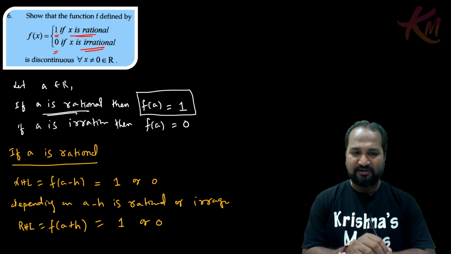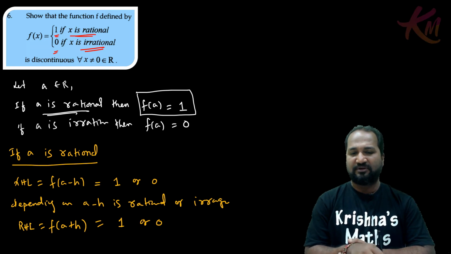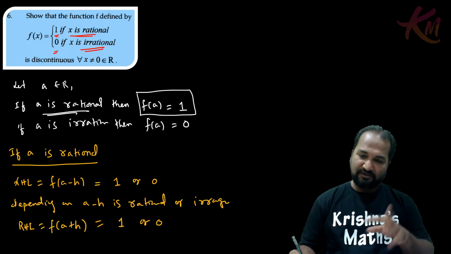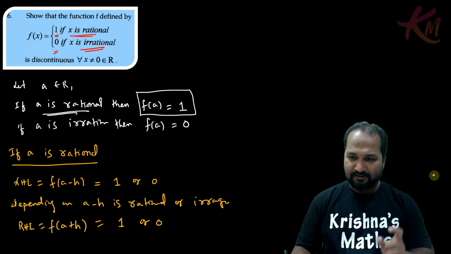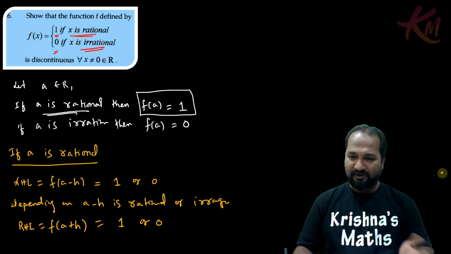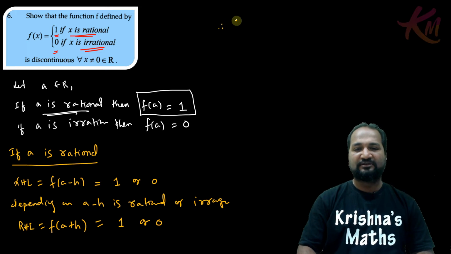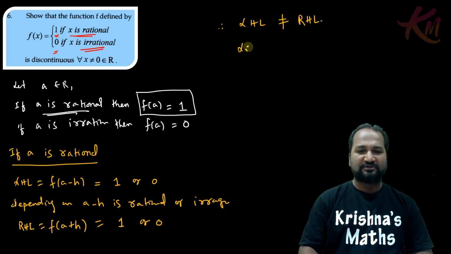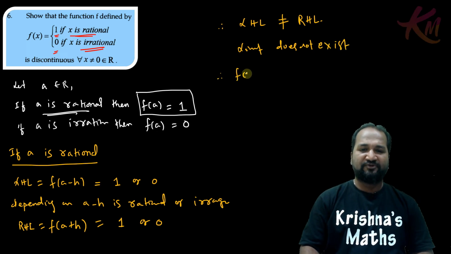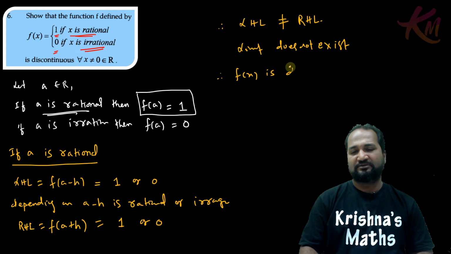If a is rational, we cannot say whether a plus h is rational or irrational. Similarly, if a is irrational, then also we cannot say whether a minus h and a plus h are both rational or irrational. Therefore LHL will not be equal to RHL. Therefore the limit does not exist. If the limit does not exist, f of x will be discontinuous.